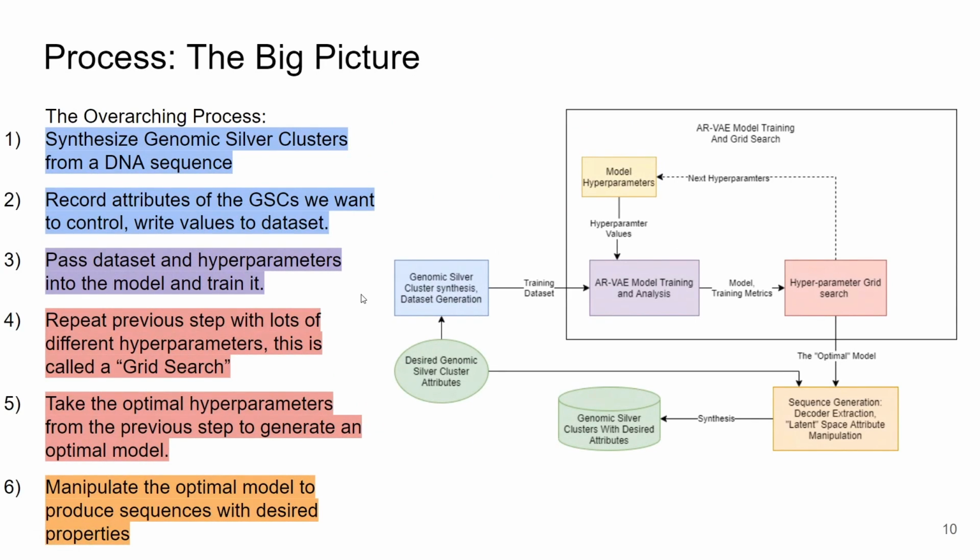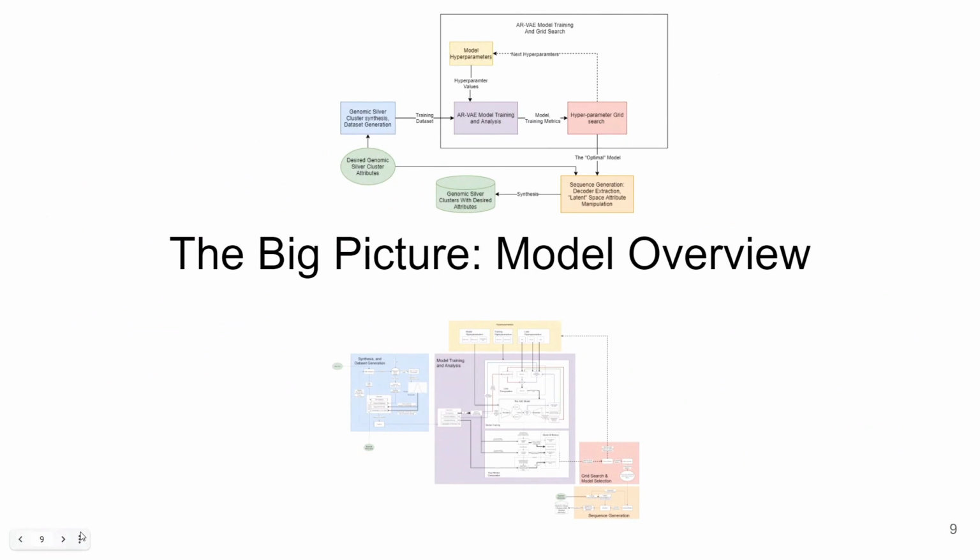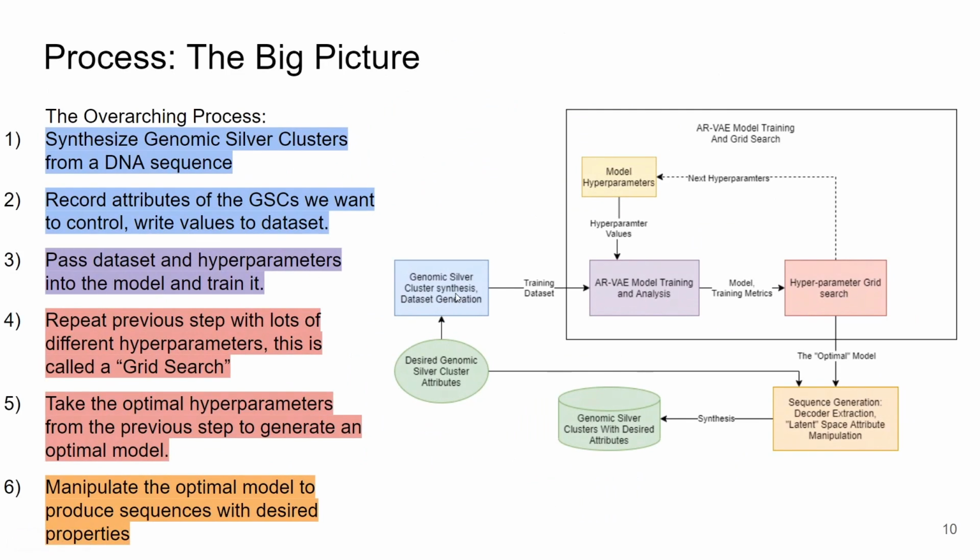So let's actually talk here about what's going on. Essentially, we start off with genomic silver cluster synthesis and dataset generation. So long story short, we pick a bunch of random DNA sequences of 10 bases long, and we create them in real life. Once we create them in real life, we test them for what properties they have. This is done by our collaborators at UC Irvine. They have a robot that basically creates hundreds of them at a time.